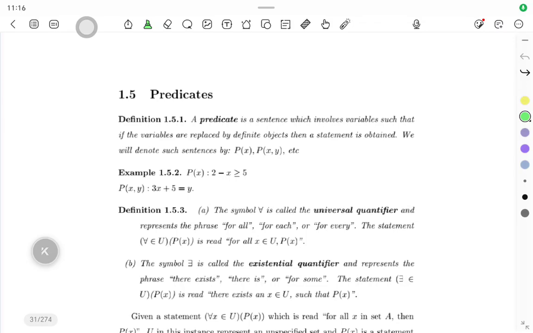A predicate is not that different from what we call a proposition. Remember, with a proposition, we say that a proposition is a declarative statement that can be classified as either true or false, but not both. So here, this one is also saying that this is a statement or a sentence that can be classified as either true or false, but it depends on the variables involved.